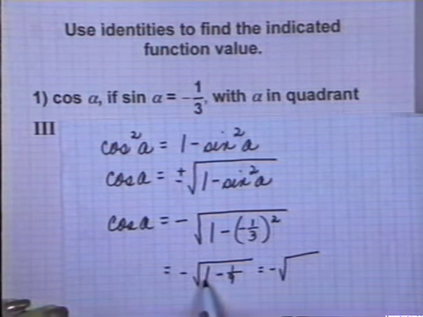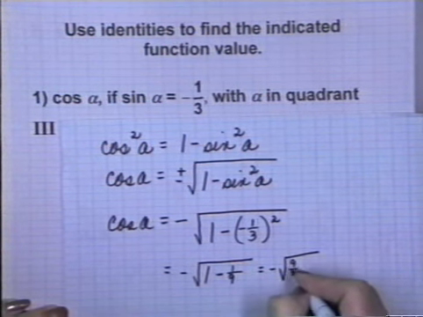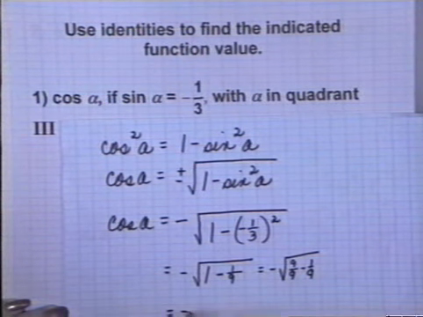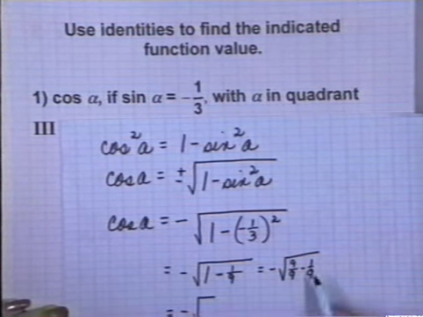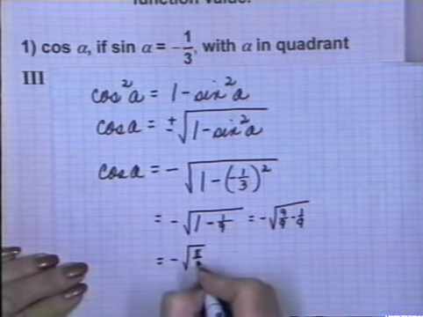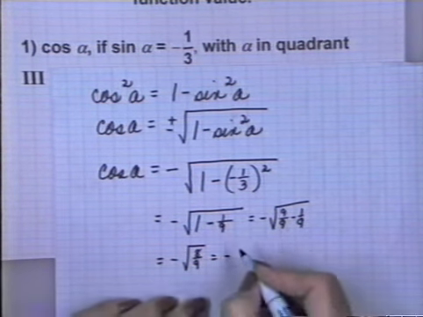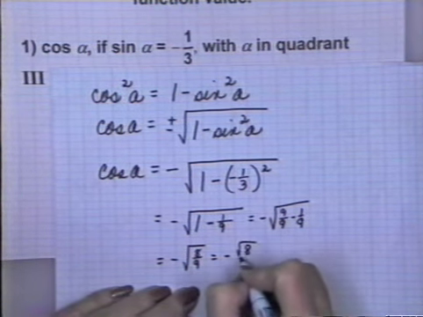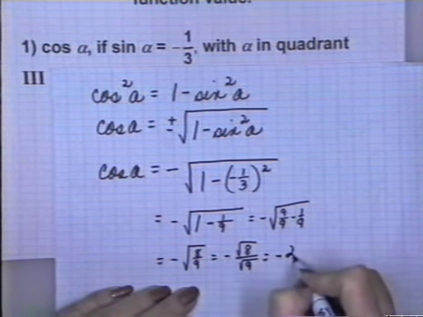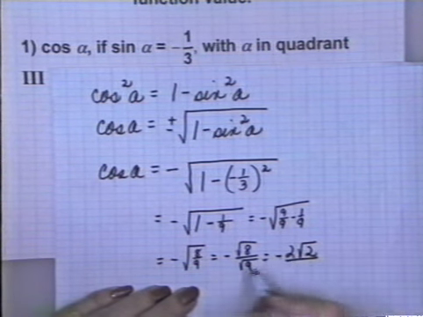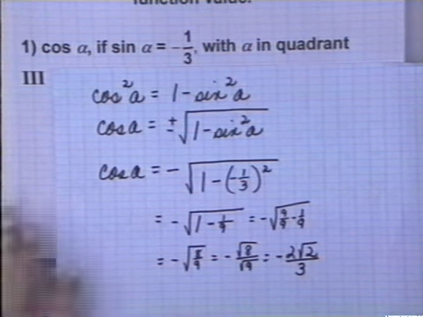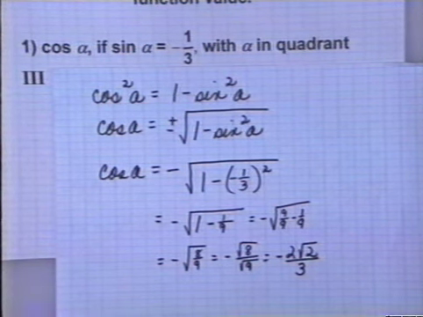We need a common denominator, so we'll write the 1 as 9 over 9. And so 9/9 subtract 1/9 would give us 8/9. And then when we simplify, we'll have the square root of 8 divided by the square root of 9. The square root of 8 we know is 2 times the square root of 2, and the square root of 9 is 3. So you see we get the very same value using this Pythagorean identity.